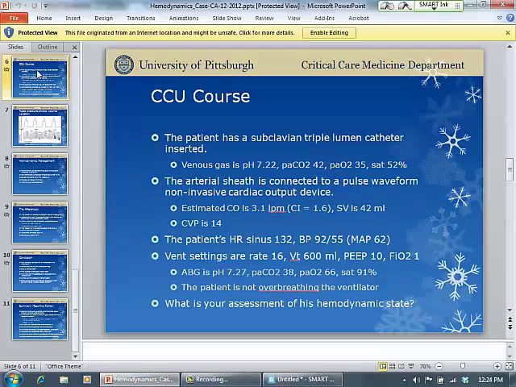The patient's heart rate is sinus at 132, blood pressure is 92/55, his MAP's 62. Here are your vent settings: a rate of 16, tidal volume 600. Because he was hypoxic, he was on a PEEP of 10, and his FiO2 is 1. And then his ABG shows 7.27, PCO2 of 38, PO2 of 66, his sat is 91%. He's not overbreathing, okay? What is your overall assessment of his hemodynamic state? And why?